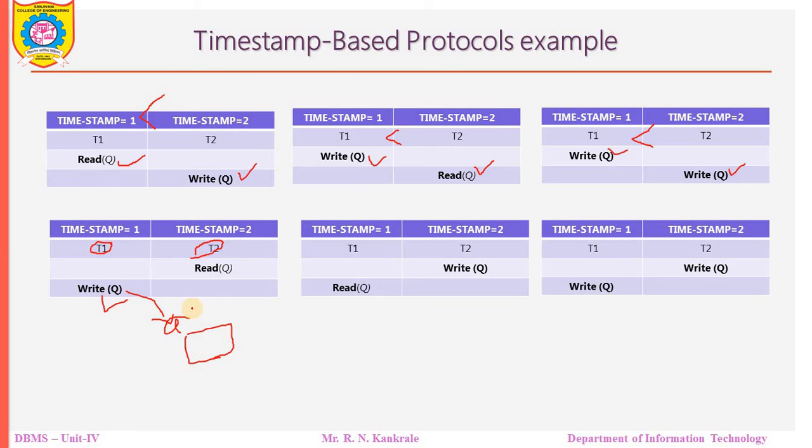So this is the meaning of the first condition. If T1 wants to write, then it needs to be rolled back. What is a rollback? Rollback means T1 will get a new timestamp which is greater than 2. It may be 3, it may be something else. At that time, it is possible to execute the write instruction which belongs to T1.